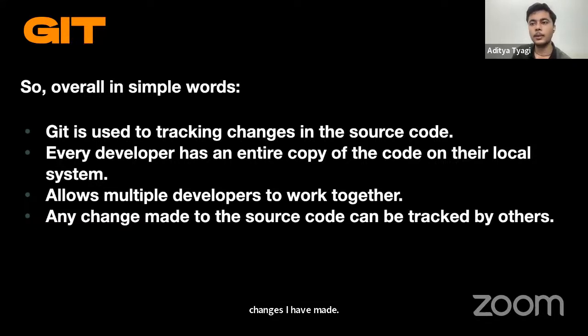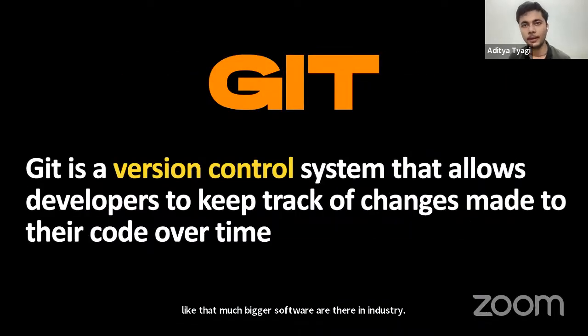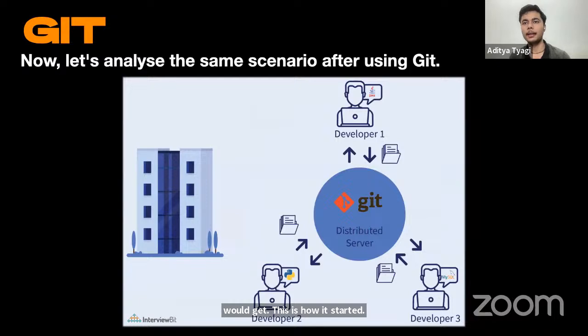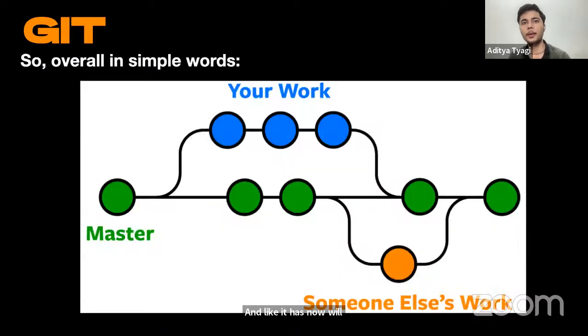Those kinds of things are tracked, and it saves time and resources, because otherwise there would be thousands and thousands of merge conflicts every day. That much bigger software exists in industry. So this was the basic fundamental of Git, and this is how it started. Now we'll go into the depth of this tool.